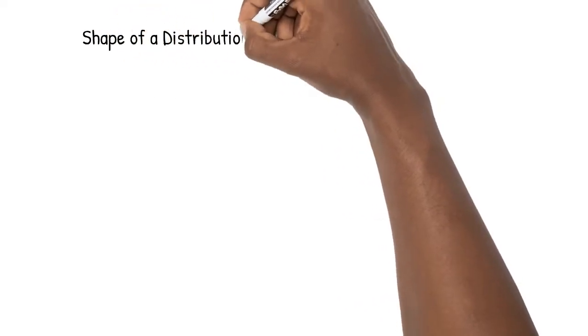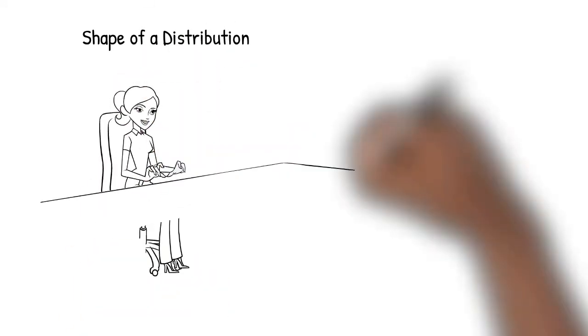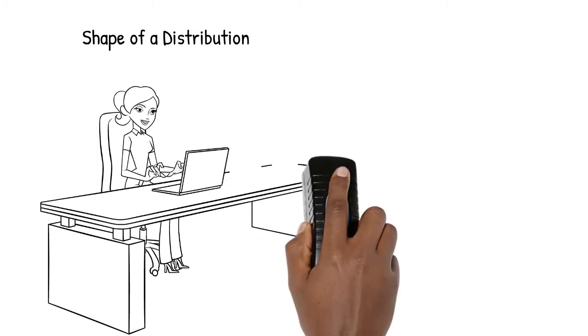In this video, we'll be looking at the shape of a distribution and how that shape can be used to make decisions related to how to work with our data. Okay, so now you might be wondering, what does she mean by the shape of a distribution?